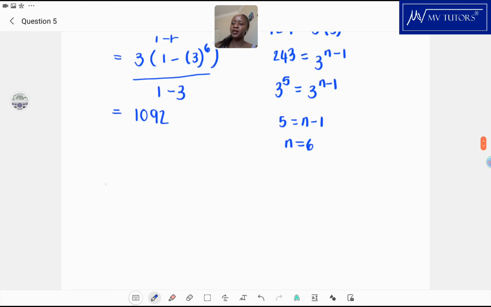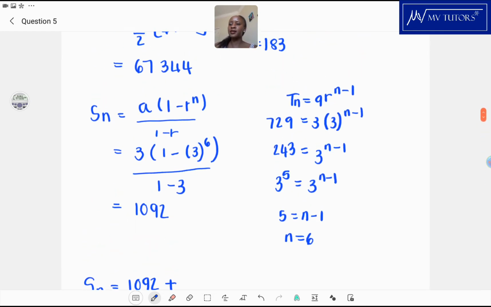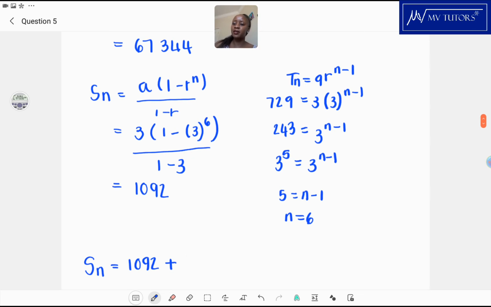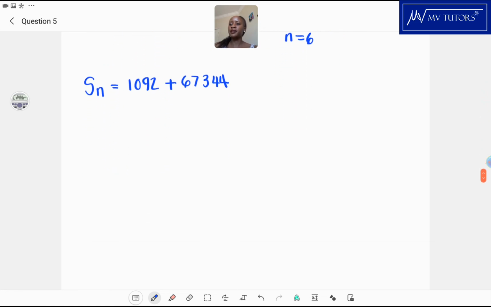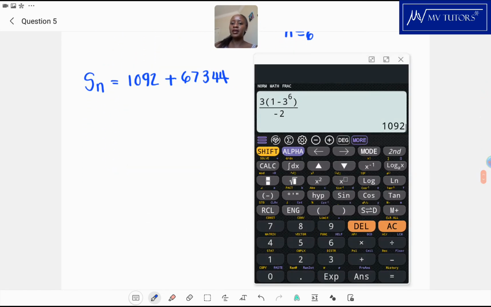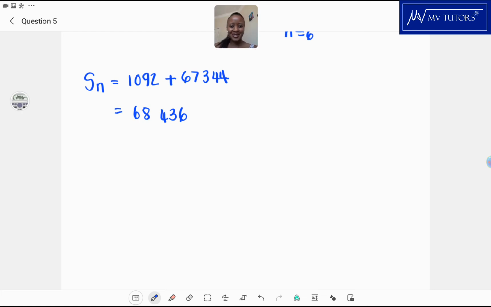So we're not done. So ultimately the sum of the combined series would be 1092 from the geometric series and 67,344 from the arithmetic series. And ultimately I have 1092 plus 67,344, and our answer is 68,436. And that concludes this question.